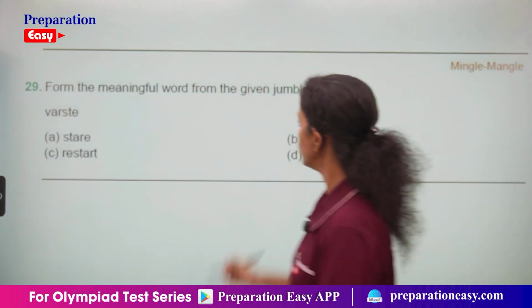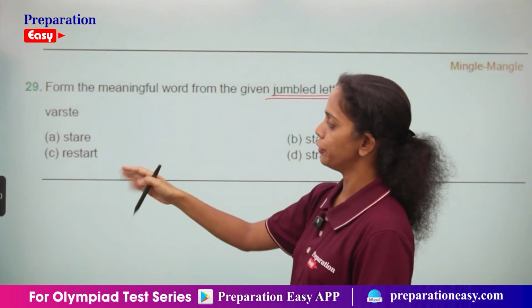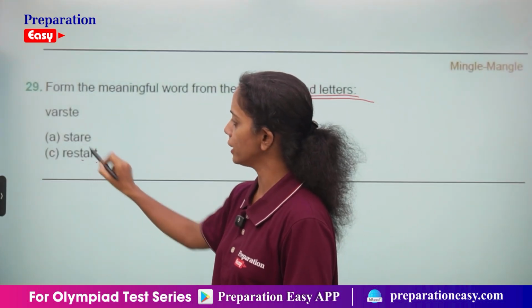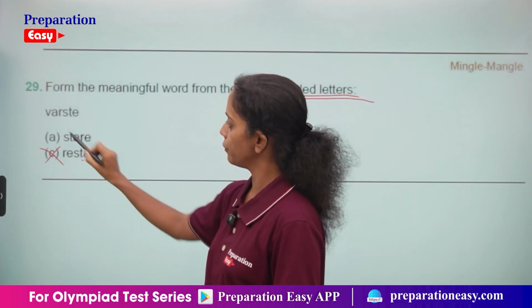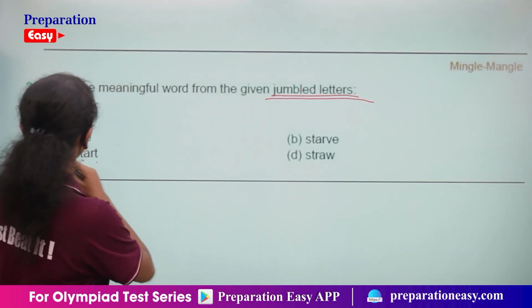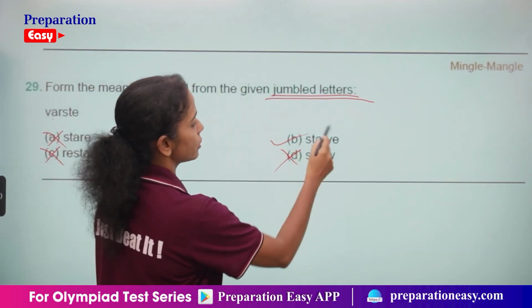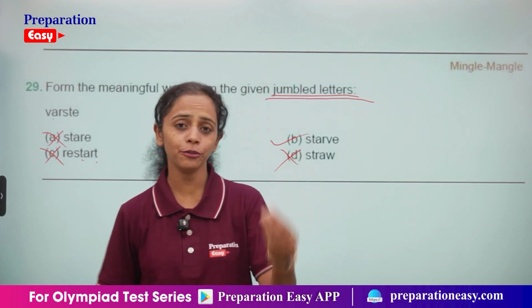Next, meaningful word, jumbled letters. Go through the letters first, restart. There are 2 T's. Do you have 2 T's? No. Again there is V over here, there is no V over here. Next, you are having over here W, you are not having. So this is the answer, that is starve. Starve means to suffer or to die without food.